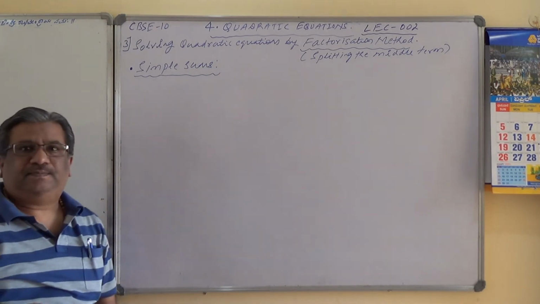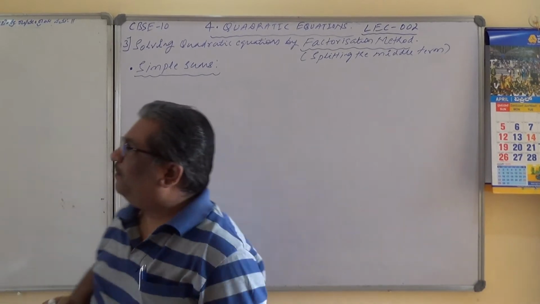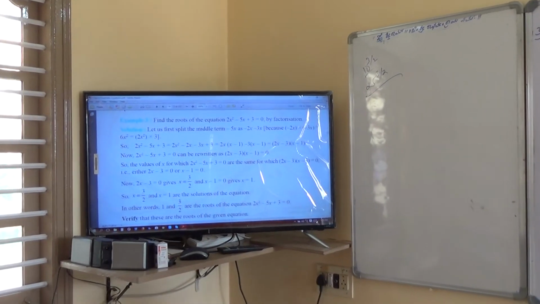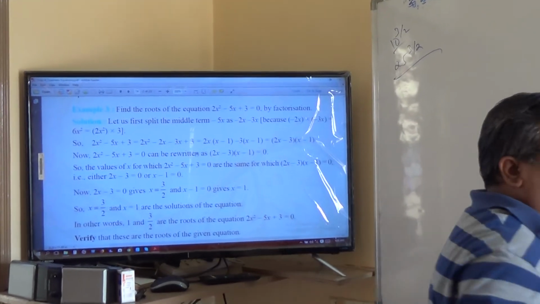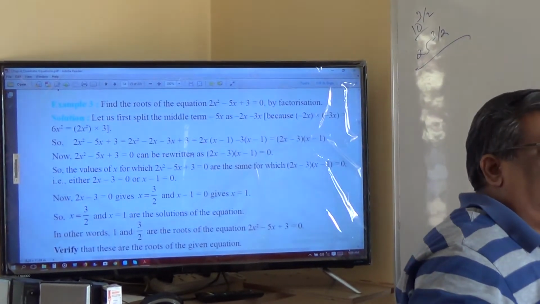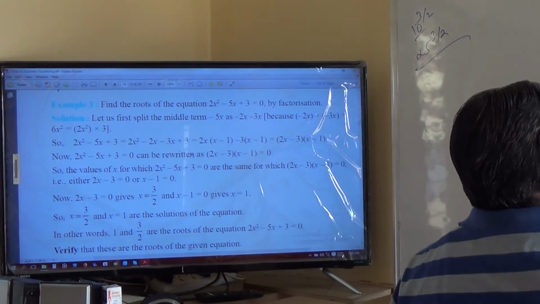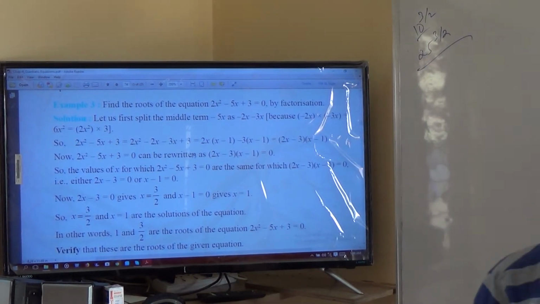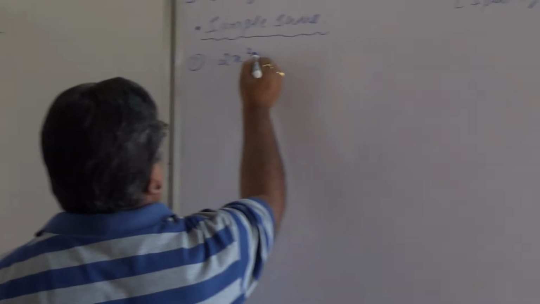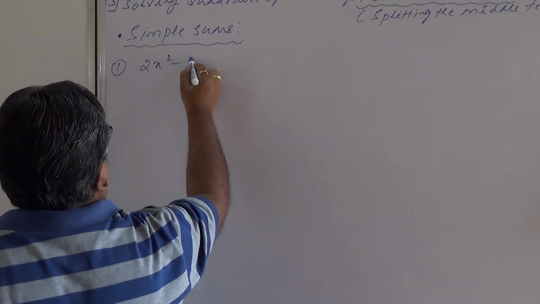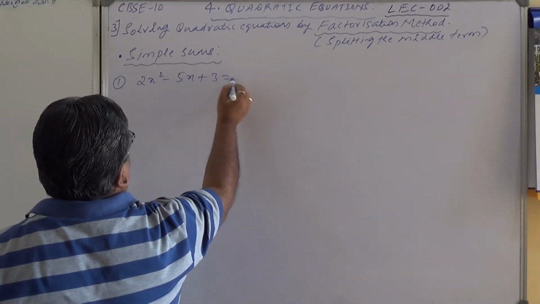See, let's see. I'll pick up from the textbook. Example 3, first one. See, serial number doesn't matter. I'm just simply going to put the serial numbers and start it. 1, 2x square minus 5x plus 3 equals 0.